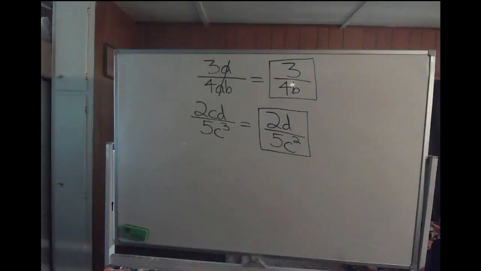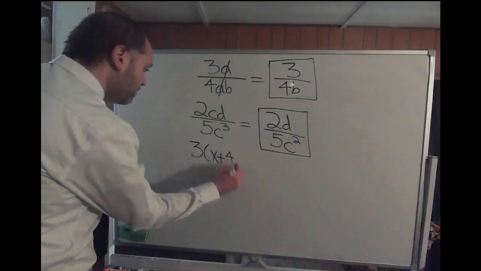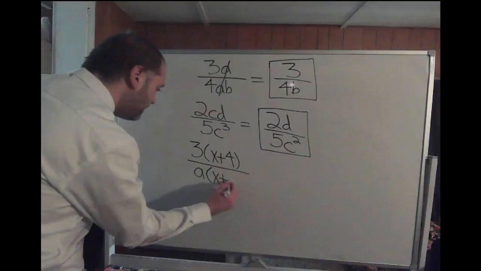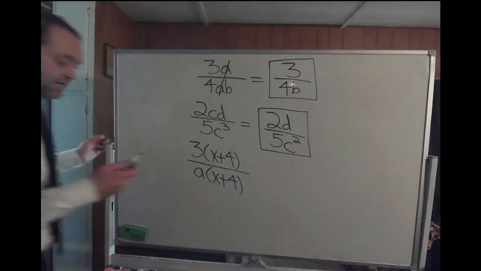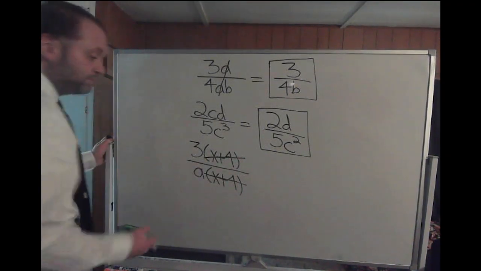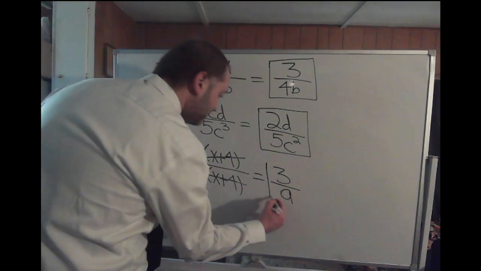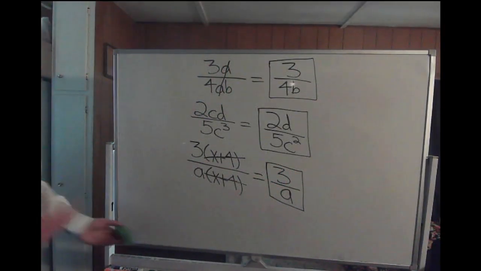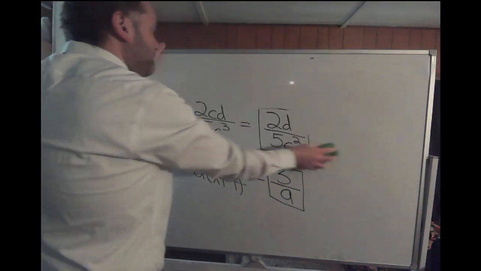I got one more problem like this. This should be easy. We have 3 times the quantity of x plus 4 all over a times x plus 4. So we have 3 times the quantity of x plus 4 to a times the quantity of x plus 4. It should be fairly obvious that your x plus 4s will cancel out. You'll just end up in the ratio of 3 to a. That would be the ratio in simplest form would be 3 to a. So you will see algebraic ratios from time to time. It still comes up in geometry. It's still very useful.